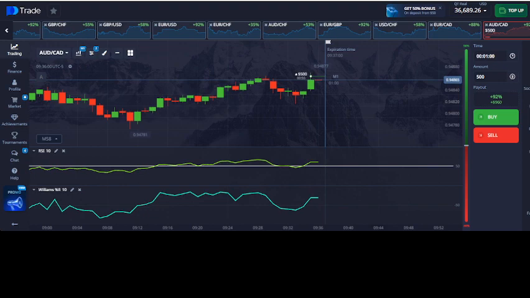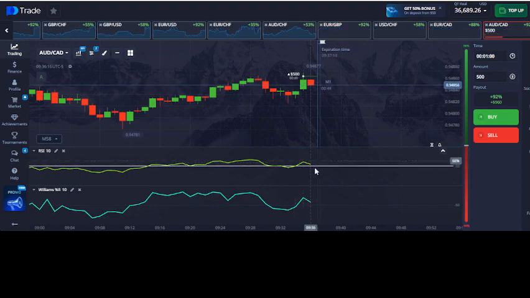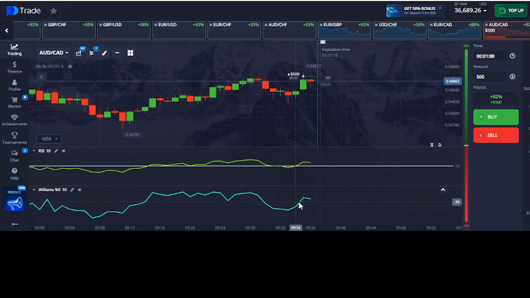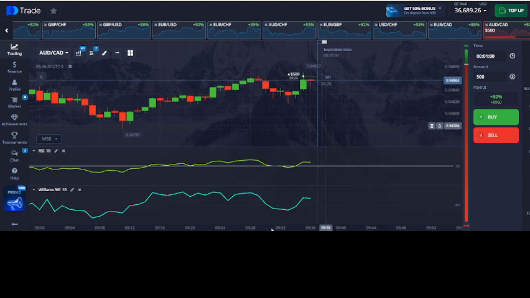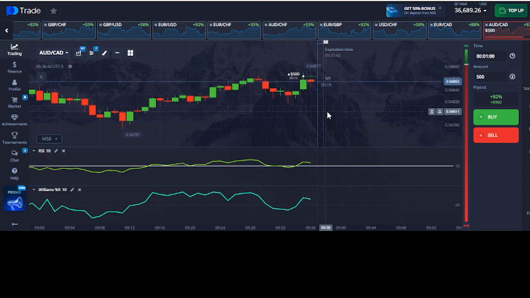Okay, so I'm on the Aussie dollar, Canadian dollar, and I just took a buy trade here. And the reason why I took the buy trade is, first of all, the RSI line crossed over the 50 line here in an upward direction. And secondly, the Williams percent R line also crosses its midpoint, which is the 50 line here. So these two indicators confirm a continued bullish momentum to the upside. So let's monitor this trade and wait for the expiration.